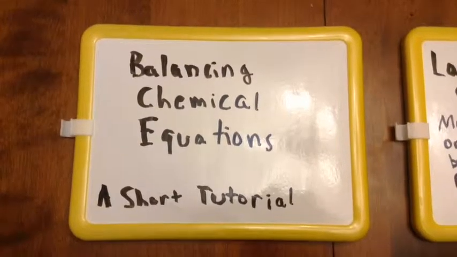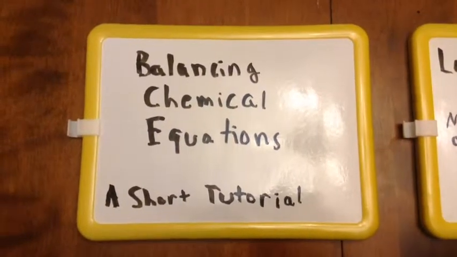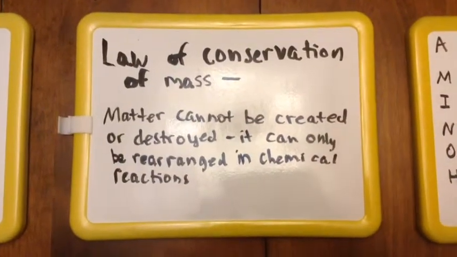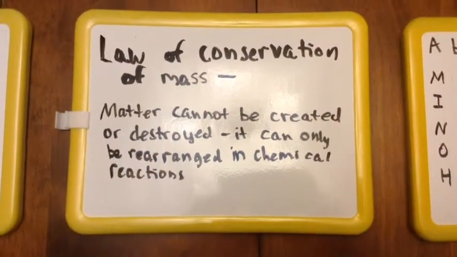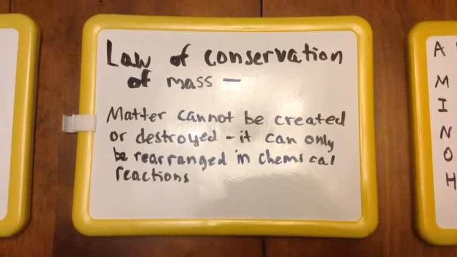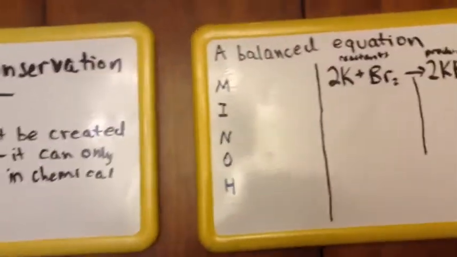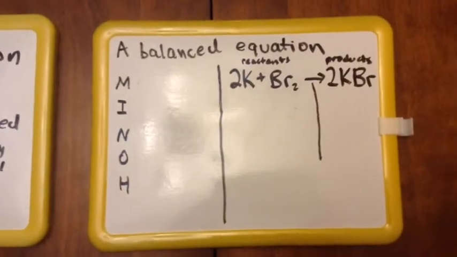Welcome to Balancing Chemical Equations, a short tutorial. Hopefully you recall the law of conservation of mass, which states that matter cannot be created or destroyed, it can only be rearranged in chemical reactions. So what does that look like in terms of a chemical equation?